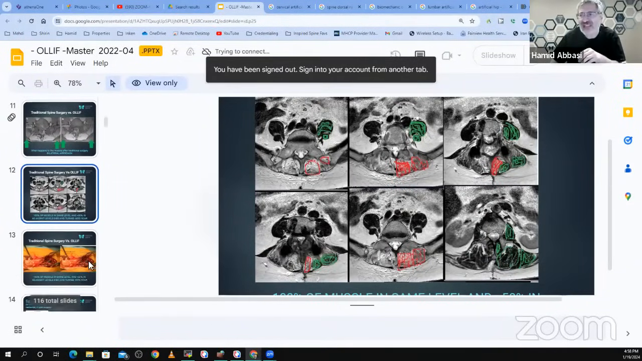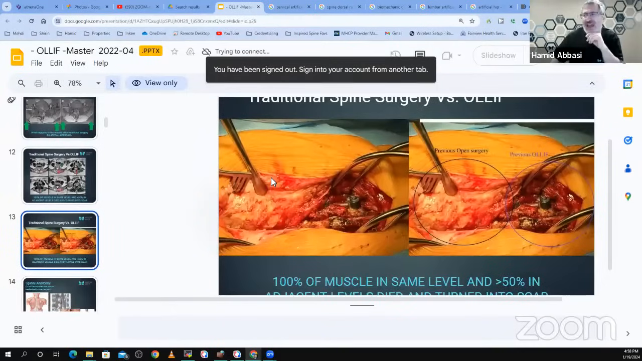How does it in reality look like? This is a patient of mine that in 2012, I did an open 2-level TLIF, open surgery. In 2014, I did a 1-level adjacent segment minimal invasive OLIF. And in 2015, the patient has an accident. I had to take the patient back.